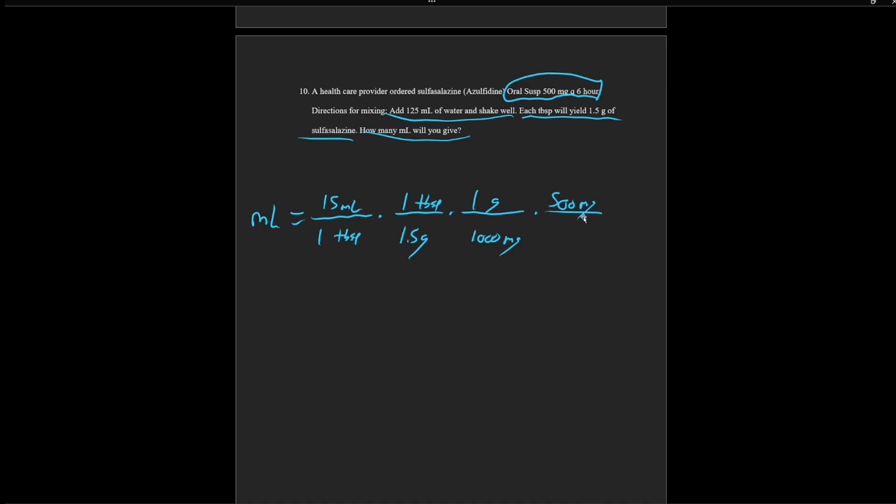So kind of a long one, but we were able to work through it. And then all we have to do is go ahead and cancel out our tablespoons, cancel out our grams, cancel out our milligrams, and we're left with milliliters, which is what we want. That's what the question is asking for. So if we bring up our calculator, we can do 15 times 500. We can do 1.5 times 1,000, which is 1,500.